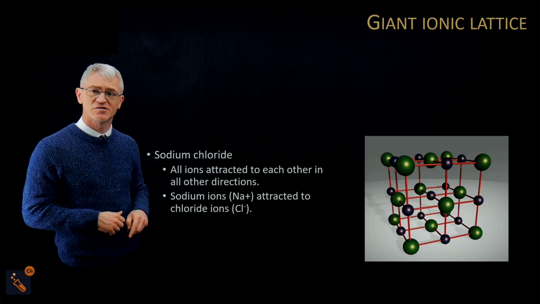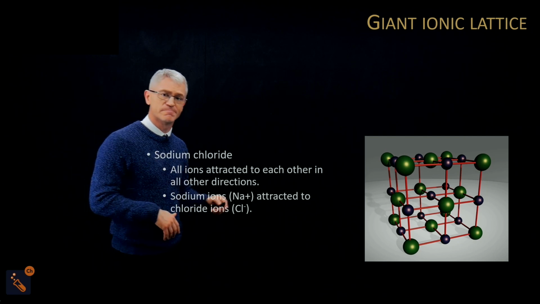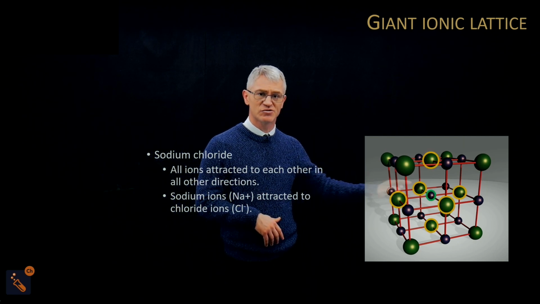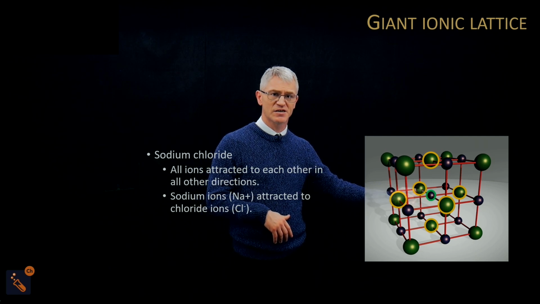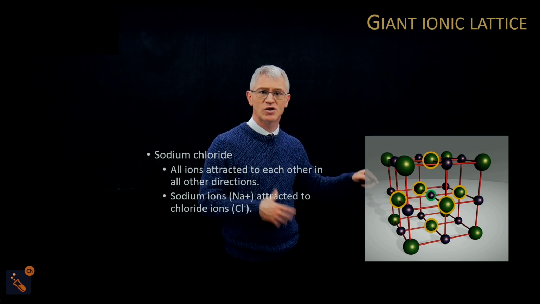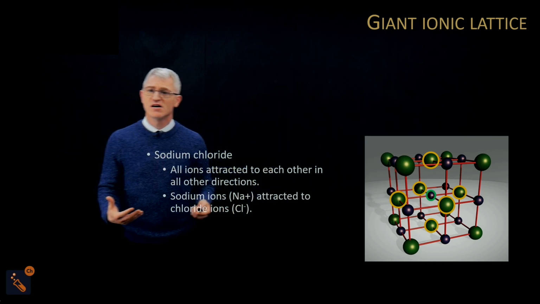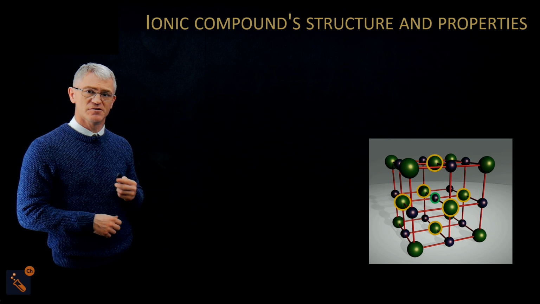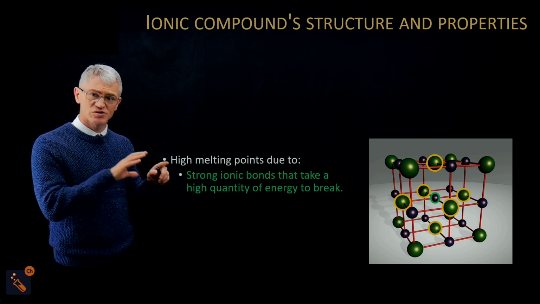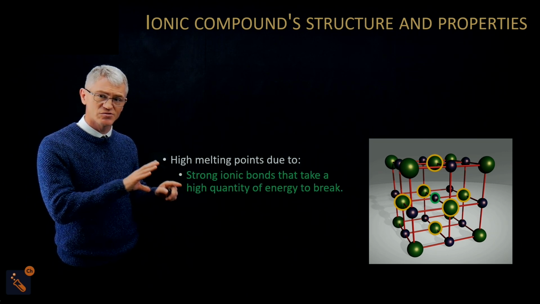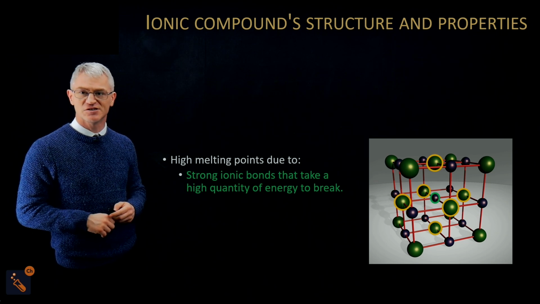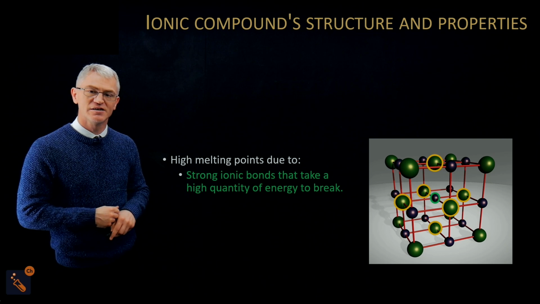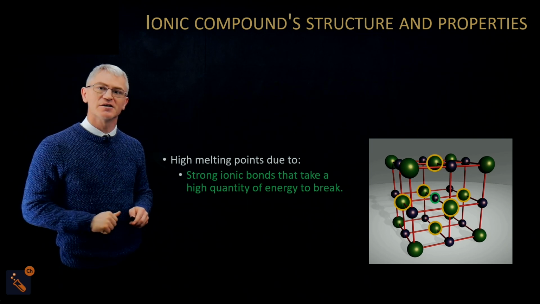And an example is sodium and chlorine, or sodium chloride. And you can see here we've got all of these ions surrounding that central one there, okay? And so it's very strong bonds because of that, because you've got ions attracted to each other in all different directions around the central ion. Now that means they have high melting points due to strong ionic bonds that take a high quantity of energy to break, or a high amount of energy to break. That is an exam answer, quite an easy one, so make sure it's in there, okay?